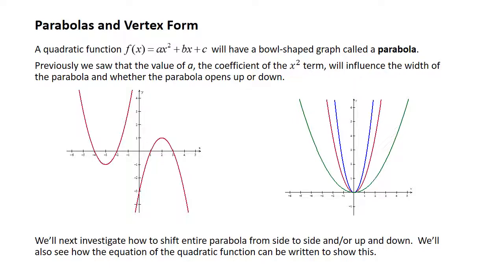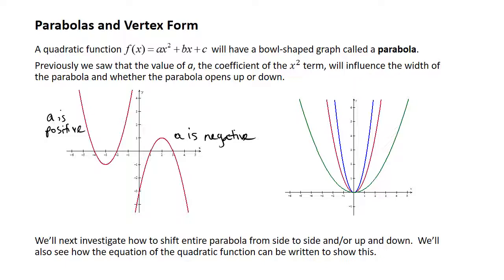So a little reminder, if a is positive, we always have the parabola opening up. If a is negative, it's going to open down. The three parabolas here on the right are all opening up, so a is positive in each case.